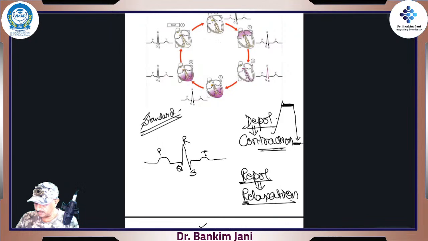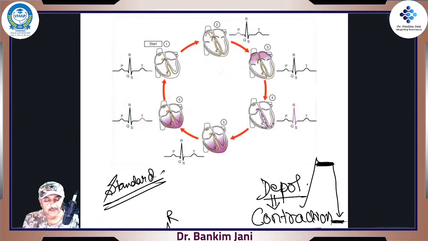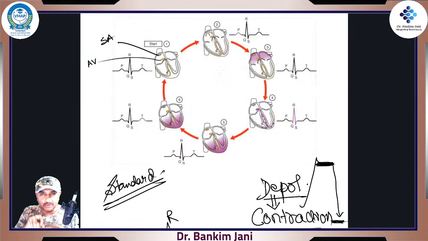So we are watching now a standard pattern. We start with atria, right? Here the impulse has come, and here we start that pulse. This is our AV node. This is our SA node, and this one is our AV node. From the SA node, that's the pacemaker, it has fired. Through gap junctions, sodium and calcium have entered into those cardiac myocytes.